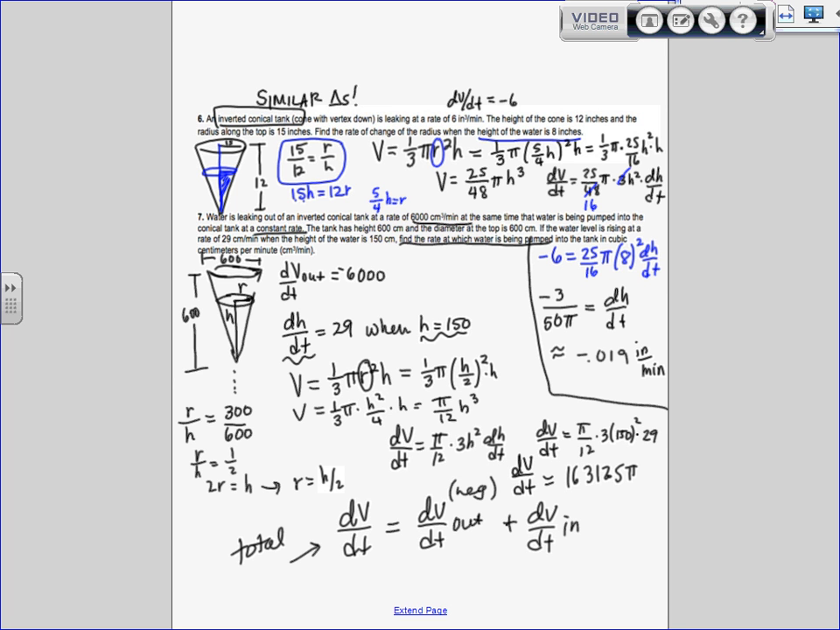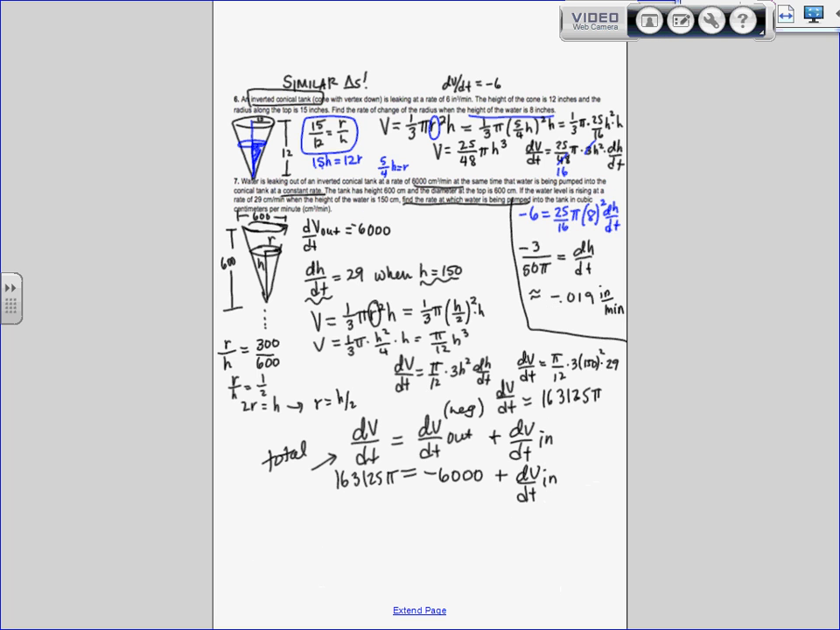So I have negative 6,000 plus the amount coming in, and that's equaling the total of 163,125 pi. So your amount coming in is that number that we found, plus 6,000. Does that make sense to you intuitively? Why is it plus 6,000? Because you have to undo what is leaving, right? So we just found the total change in the volume, but we have some coming out, so we really had 6,000 more that was coming in. All right, so that's your answer. So 163,125 pi plus 6,000.